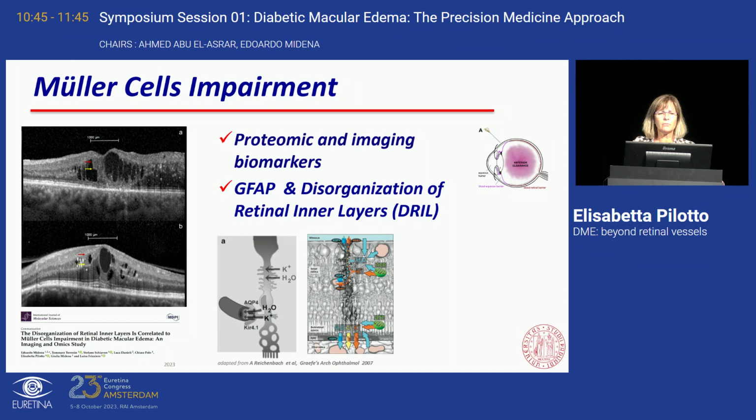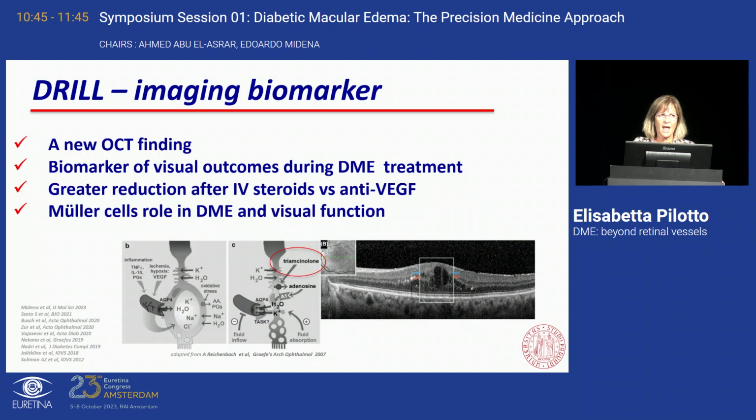Muller cell impairment has been demonstrated in some patients with a new OCT finding, called DRIL, the disorganization of the retinal inner layers. We have recently demonstrated that there is an increase of GFAP, which is a marker of Muller cell activation, in these patients, where we can find this new OCT biomarker. This finding, which is definitely under investigation, is also a marker of visual outcome during DME treatment.